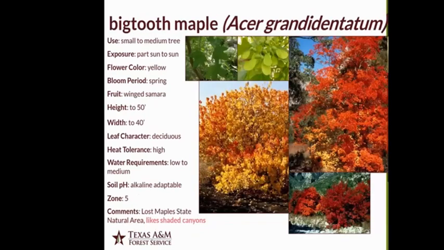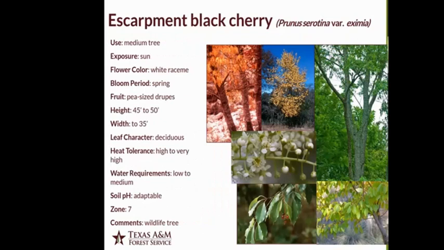Big tooth maple obviously is a great fall colored tree. It likes the shaded canyons. And then escarpment black cherry, I think someone had this as their photo cover just a second ago. Great wildlife tree. It does have that fall color, yellow and orange in the fall, and can be highly adaptable.